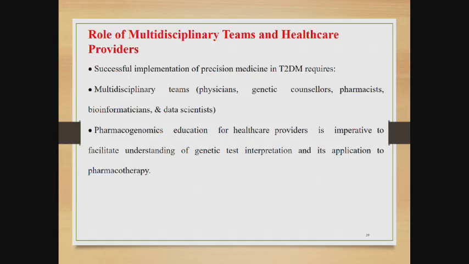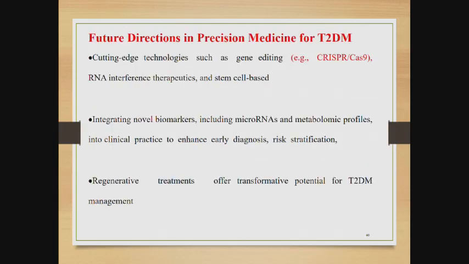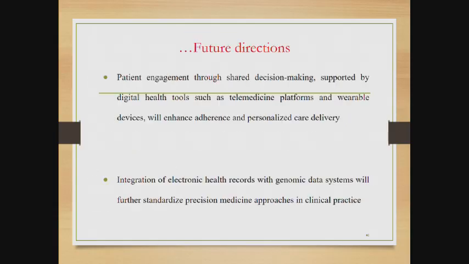Now, what is the role of multidisciplinarity? I've mentioned that we need to come together to be able to make it work. What is the future direction? Cutting-edge technology such as gene editing, CRISPR, which is the in thing now, has been shown to be usable even in managing patients with cancer. You know the gene that is defective, then you can cut it off, and the same with type 2 diabetes. If we are able to identify the gene responsible for it, you can use CRISPR technology to do that, integrating novel biomarkers and regenerative treatment.